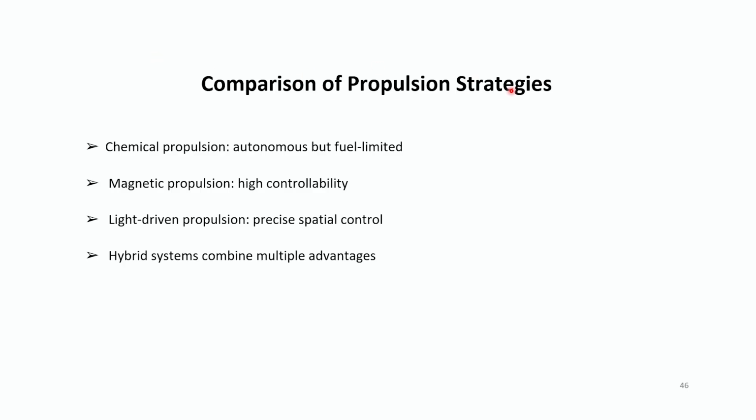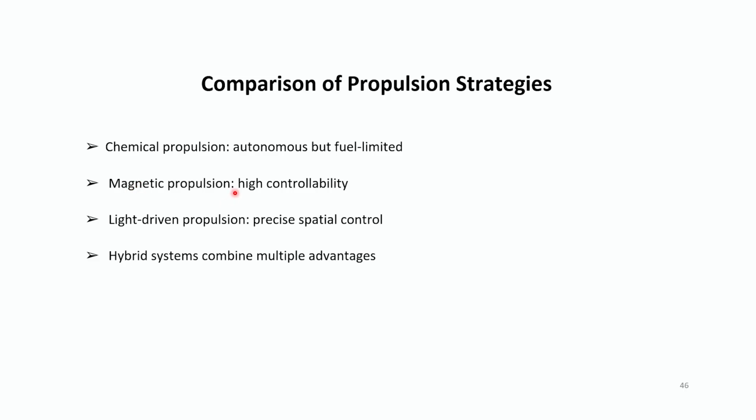Then, comparison of propulsion strategies. What is chemical propulsion? Chemical propulsion is autonomous but fuel limited. It does not require any external fuel source; it moves on its own. It is autonomous, but it is limited by fuel. You need a constant supply of fuel for chemical propulsion.